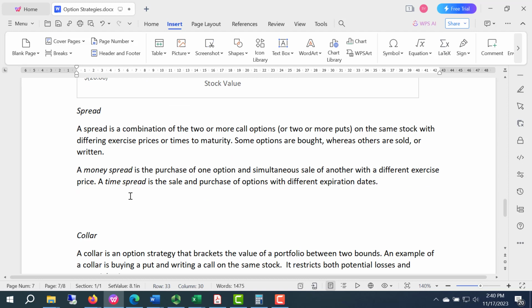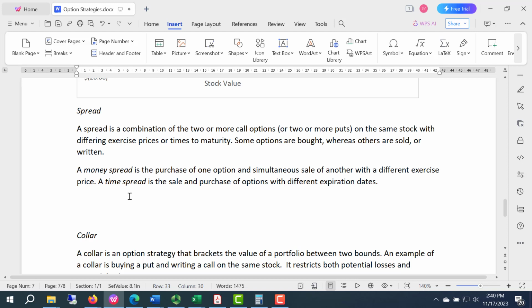A spread, we're not going to do an example of a spread because there's a lot of different ways to engage in a spread strategy. A spread is a combination of 2 or more call options or 2 or more puts on the same stock with different exercise prices or times to maturity. Some options are bought whereas others are sold or written.